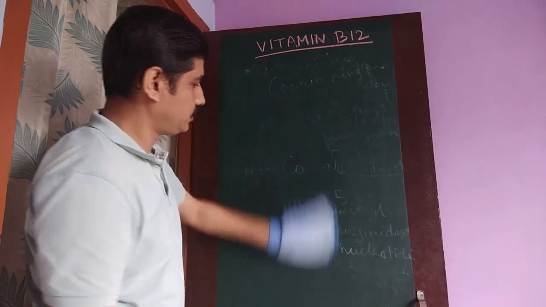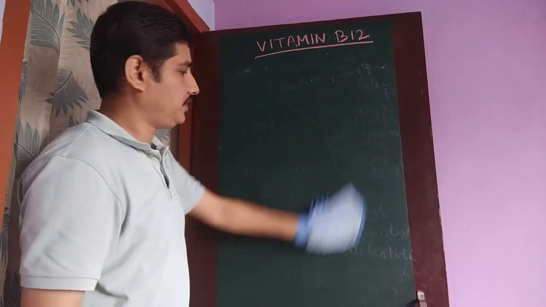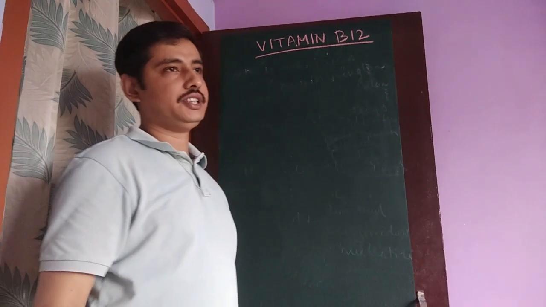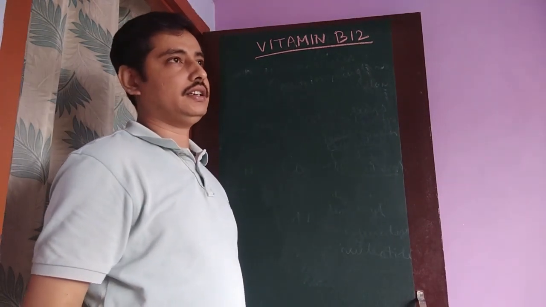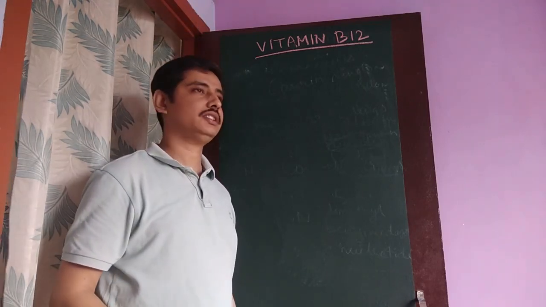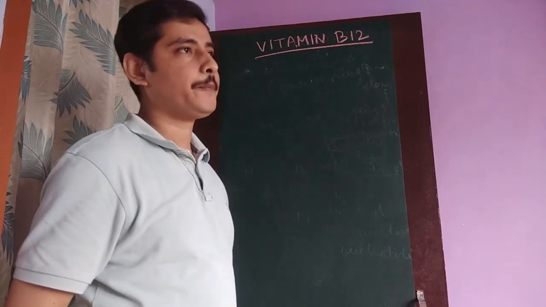Now we go to the dietary sources. We get vitamin B12 mainly from animal sources like fish, meat, egg, kidney, liver, and also from milk and milk products, and it can also be synthesized by the colonic microflora or bacterial flora.